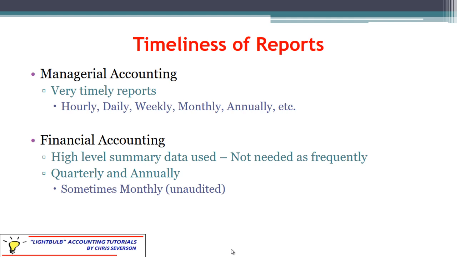With financial accounting, we're not talking about nearly the level of detail as we are with managerial accounting, so it's high-level summary data. It's not going to be needed as frequently. Maybe quarterly, annually. You may have some monthly reports as well, but they're generally not going to be audited. And again, if we're talking about the financial statements, in fact, the quarterly reports won't be audited either. It's the annual financial statement where we have the full-blown audit.